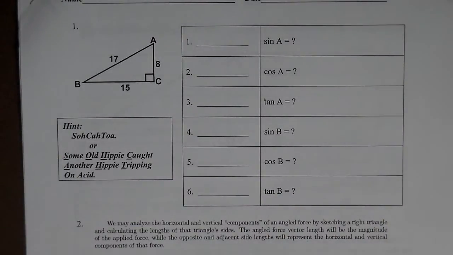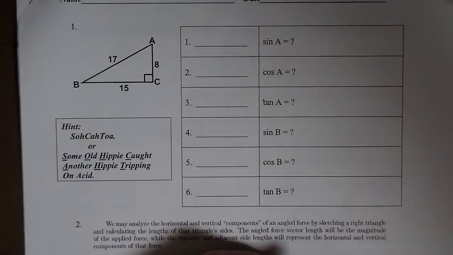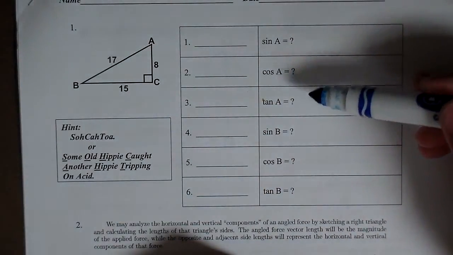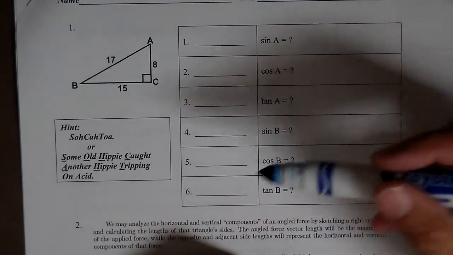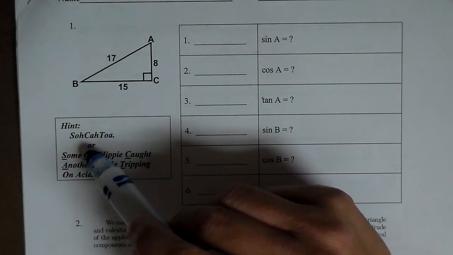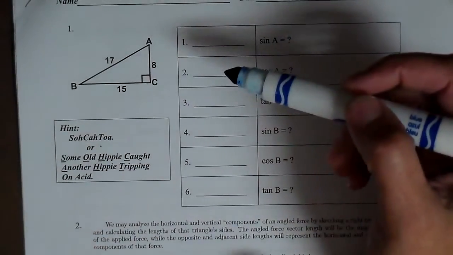All right, so this is the last part of the review that we had today. The first thing we're going to start off with is trig. With our trig functions, we have sine, cosine, and tangent. Now remember the little acronym, SOHCAHTOA. Sine is opposite over hypotenuse, cosine is adjacent over hypotenuse, tangent is opposite over adjacent.